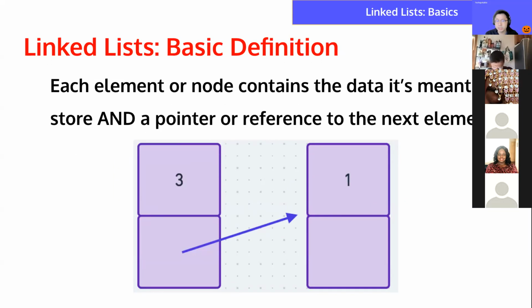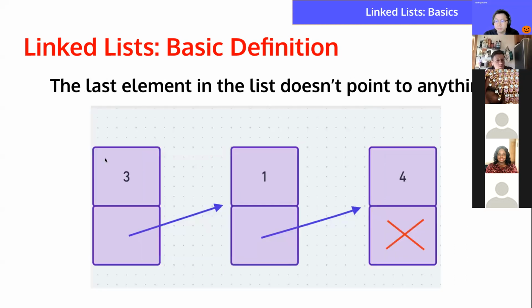But here's a basic definition. Each element, or node, contains two components. The first component is data, any kind of data that represents the value at that node. This could be an integer, a string, a JSON blob, or any kind of value or data type. The second component is a pointer or reference to the next element. The one exception is that the last element in a linked list doesn't point to anything, because the linked list just ends there.